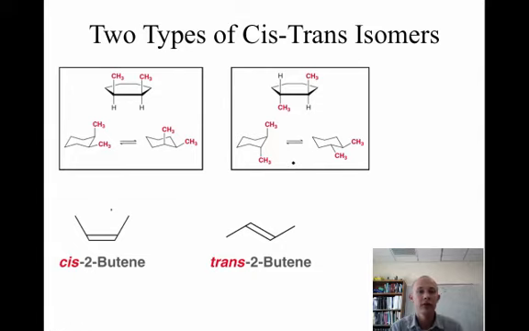Just to remind you, there's 2 kinds of cis-trans isomers that we've talked about. You can have 2 groups on the same side of the ring, so this would be cis-1,2-dimethylcyclohexane, whereas this would be trans-1,2-dimethylcyclohexane. Or you can have trans alkenes, where the 2 methyls are together on the same side of the alkene, or they're on opposite sides of the alkene.